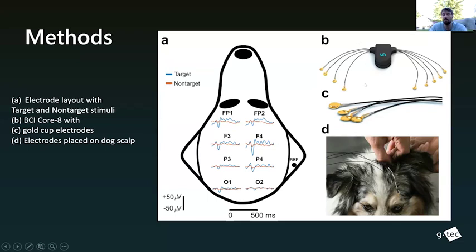Again, here is the device that we used, the BCI Core-8 with the gold cup base station. You can see the electrodes in detail here, and in part D you see how we attach that.